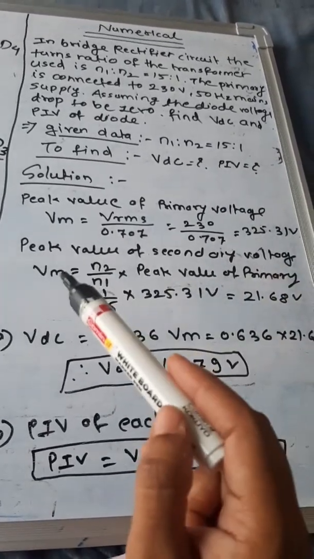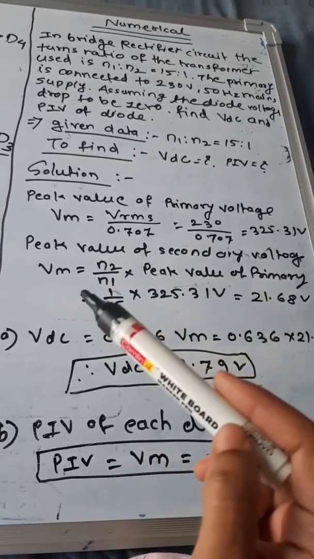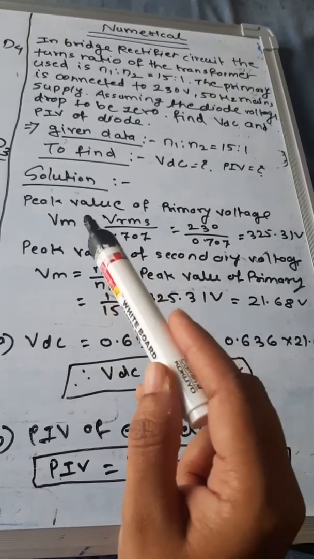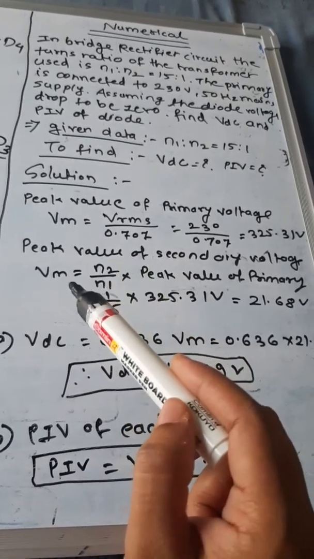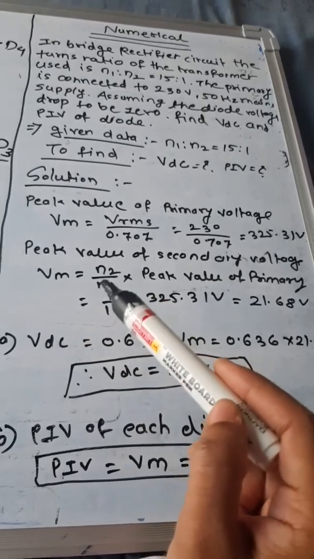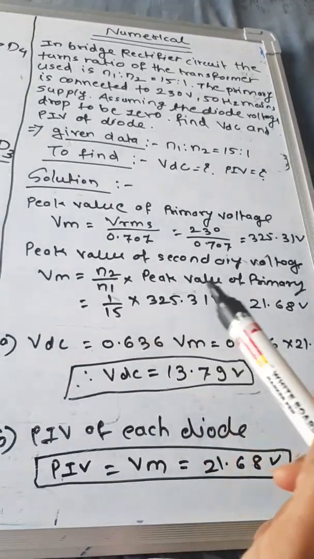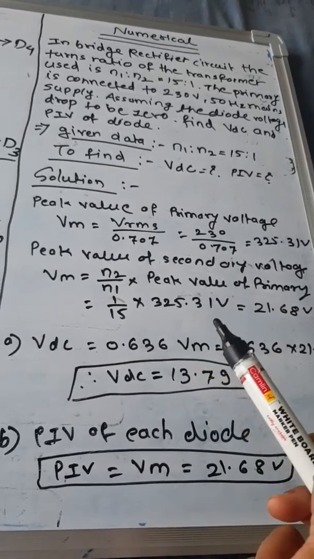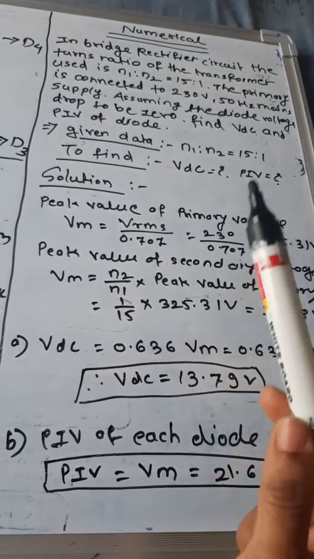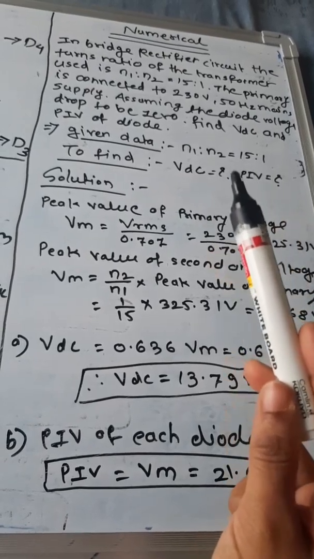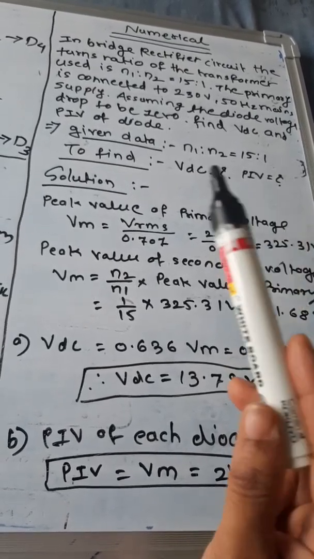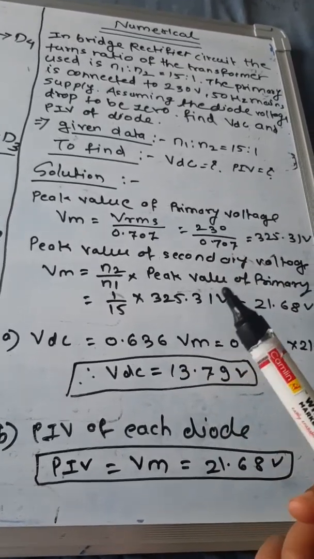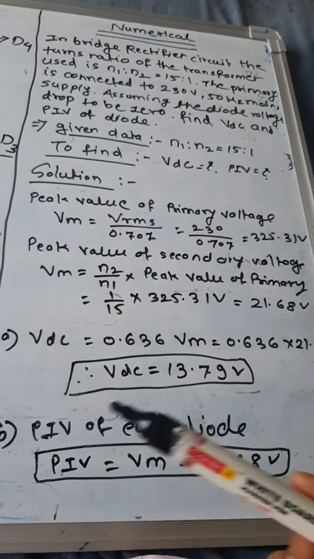Now we have to calculate peak value of secondary voltage. This is called Vm across primary, and this is Vm across secondary. So it equals N2 upon N1 into peak value of primary. The peak value of primary is 325.31 volt, and N2 upon N1 is 1 upon 15, because N1 is to N2 is 15 is to 1. So 1 upon 15 into 325.31 volt equals 21.68 volt.